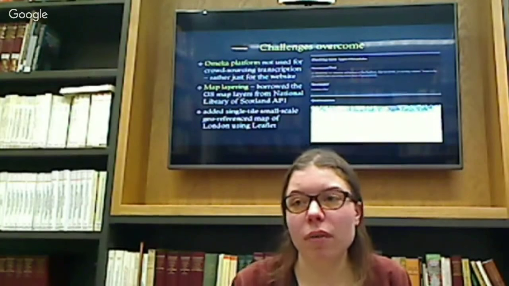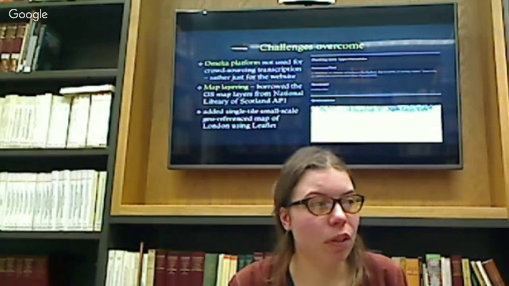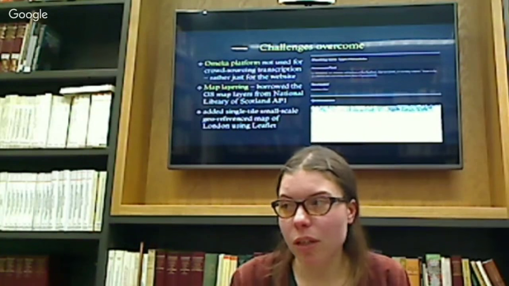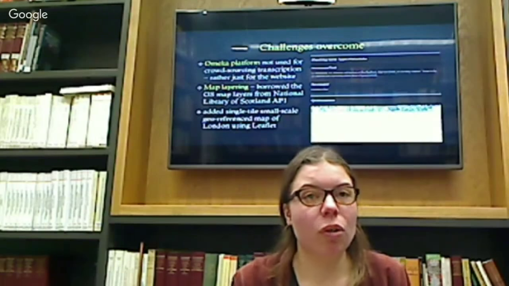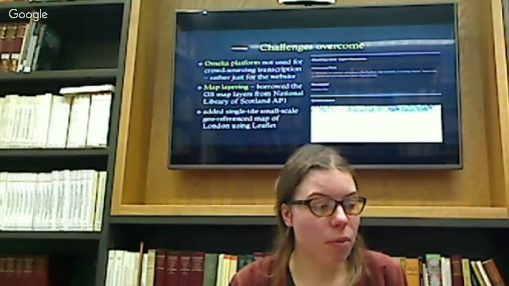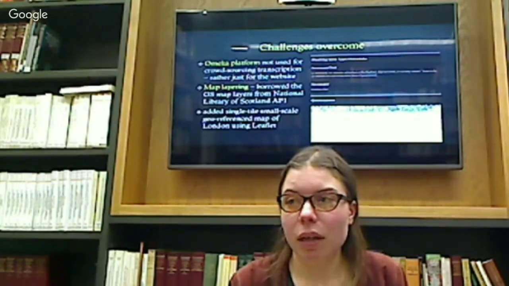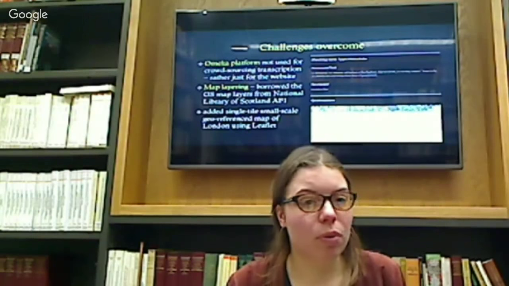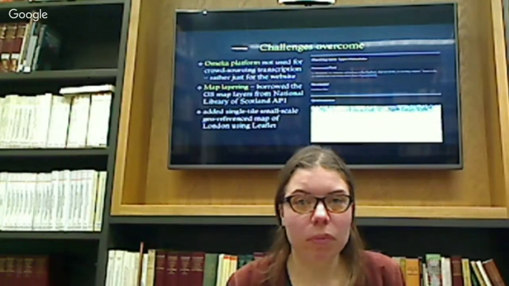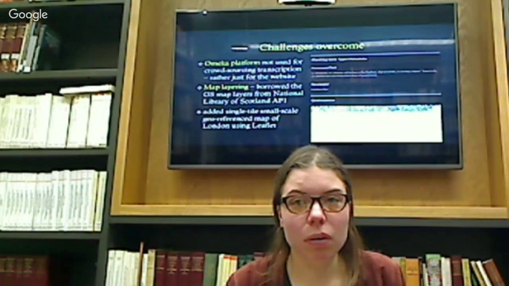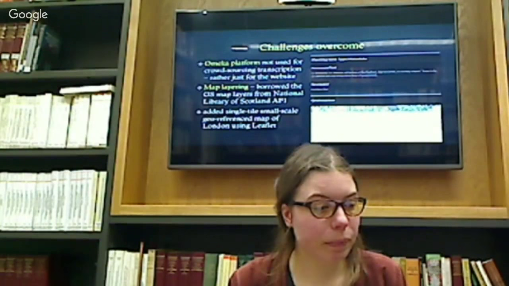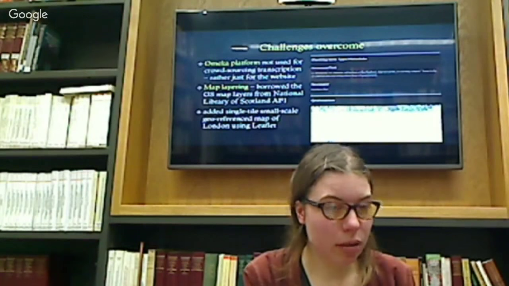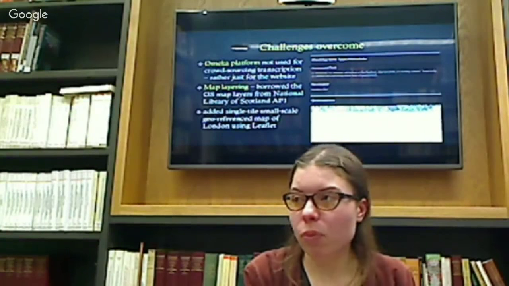I think for future directions, I'd like to layer lots of maps on top of each other to show change over time and to show different areas. But at the moment, that's the limitation we had. And it was good that the National Library of Scotland have that API that you can borrow and mash up with your own data. Okay, so that's some of the problems that we overcame.